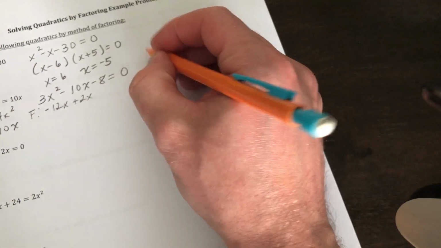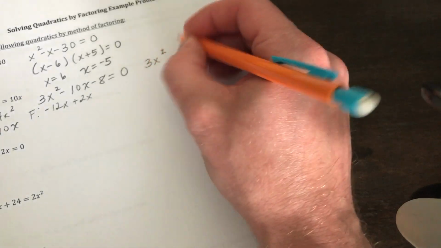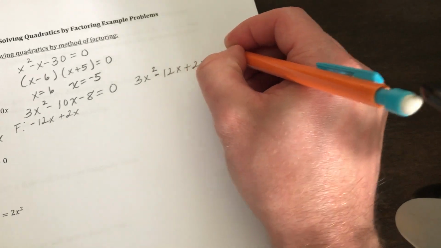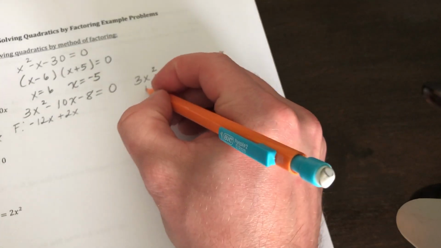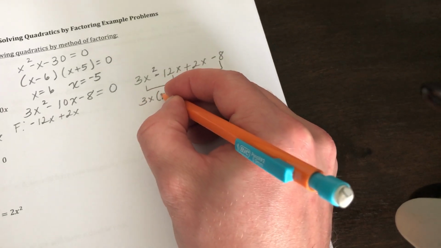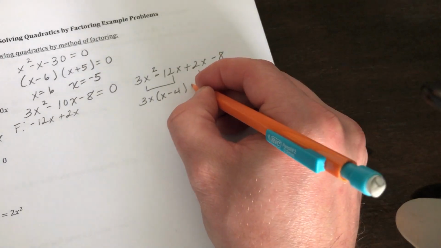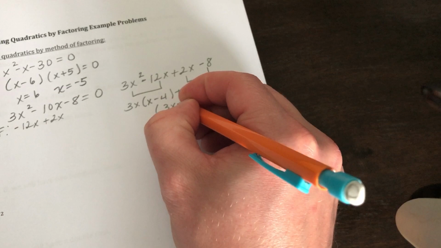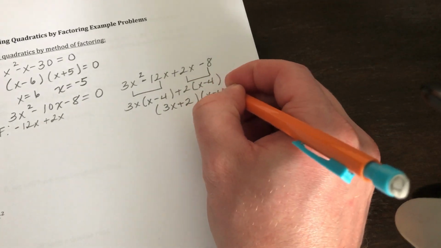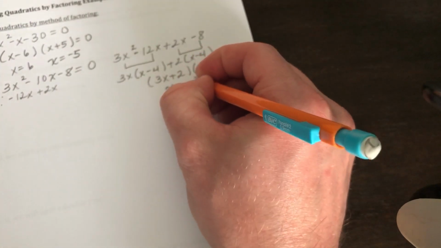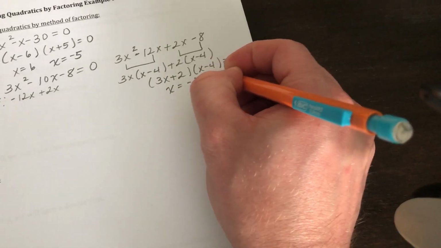Okay, so when we go to break this down, it's going to be 3x squared minus 12x plus 2x minus 8. Factor your first two terms, last two terms. So this is going to be 3x, this is going to be x minus 4. They have a 2 in common over here. So it's 3x plus 2 and x minus 4 is equal to 0. So we're going to set each one of those parentheses equal to 0. So we should get x is equal to a negative 2/3 and x is equal to 4.